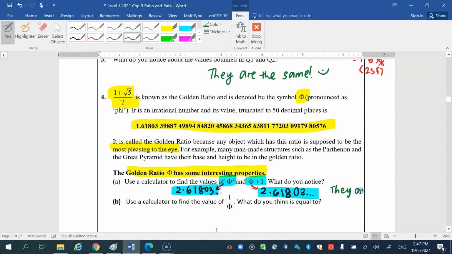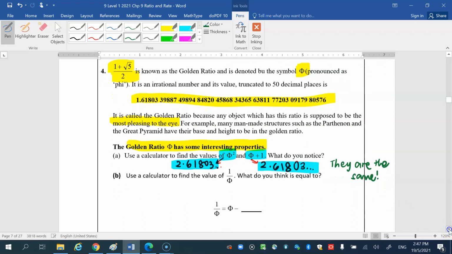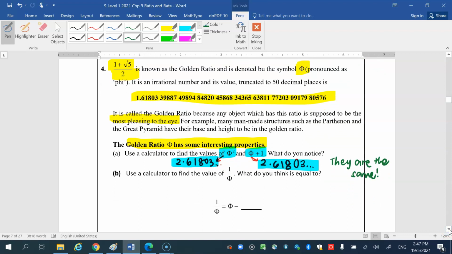And that's an interesting property because not many numbers have this property, right? For example, if you take 2 square, you get 4. Then 2 plus 1 is 3, totally different. But for this golden ratio, when you square it and when you add a 1, they both give you the same answer.